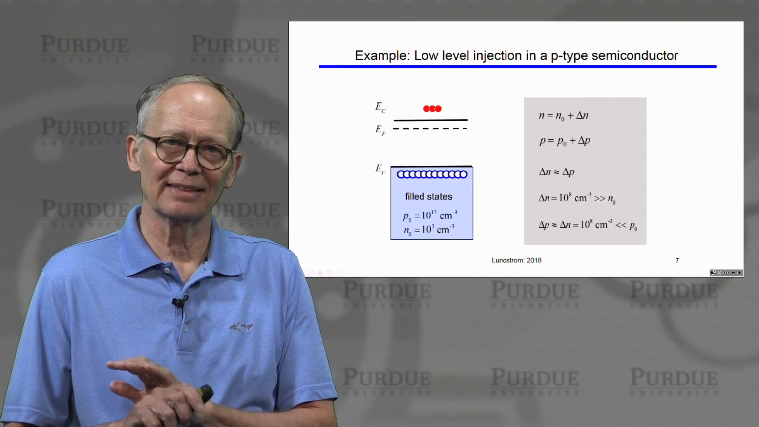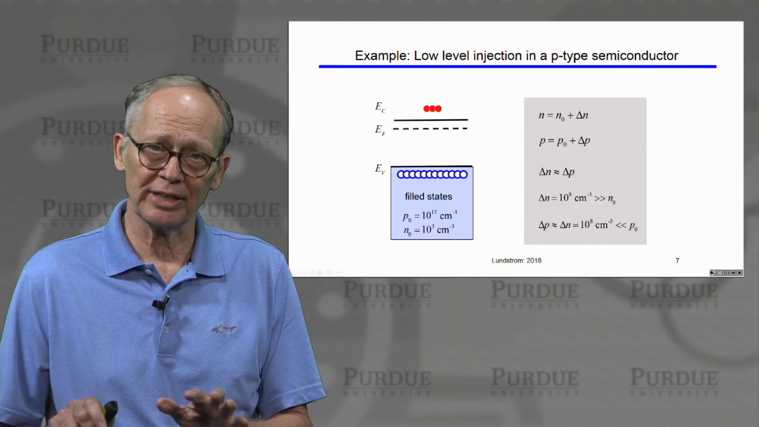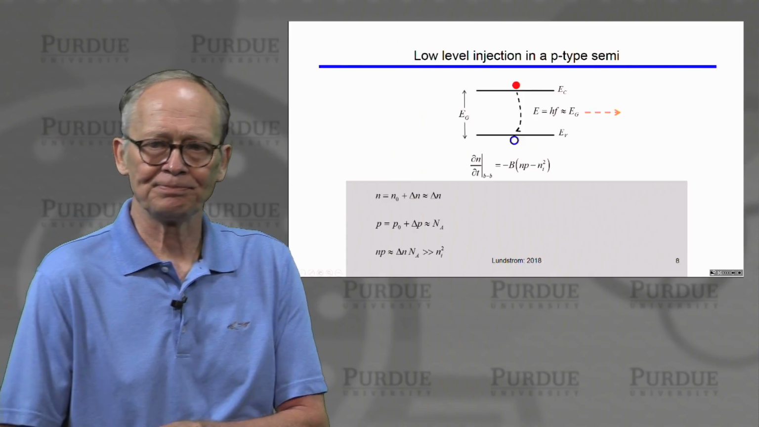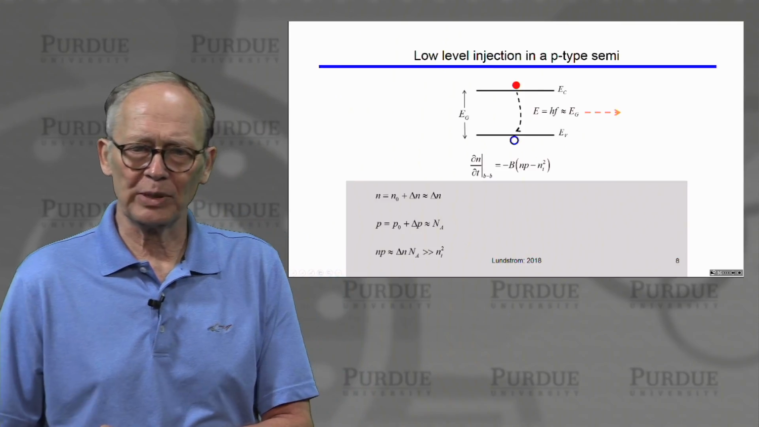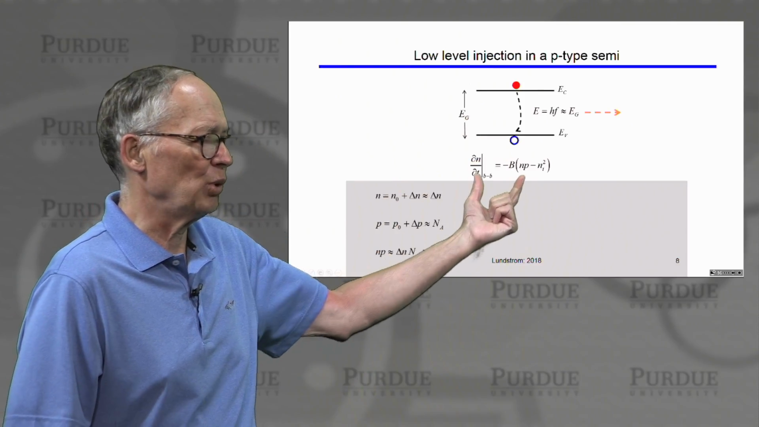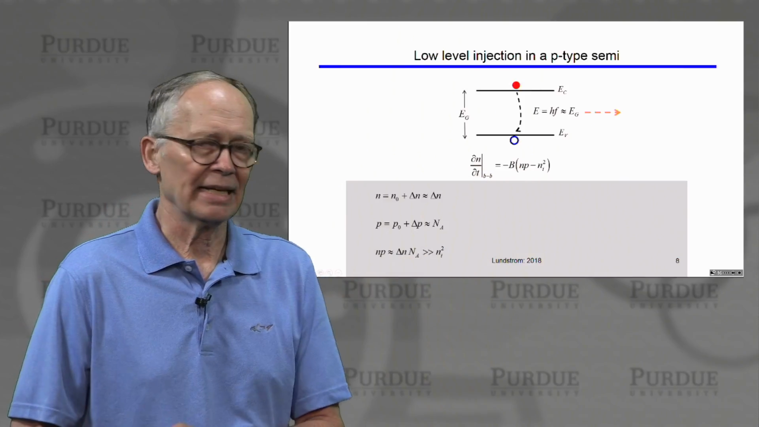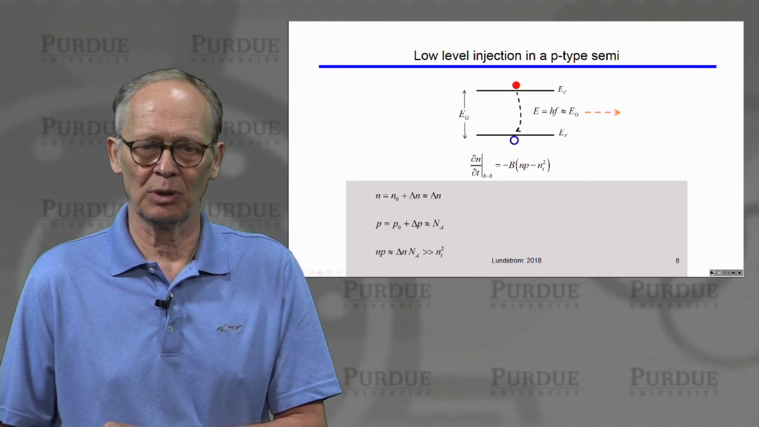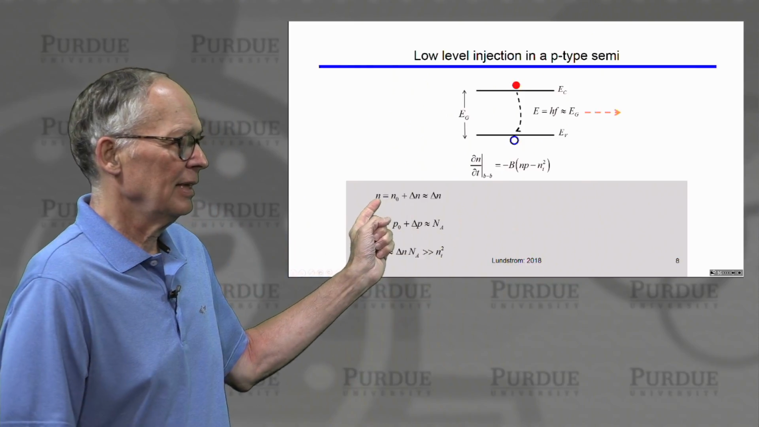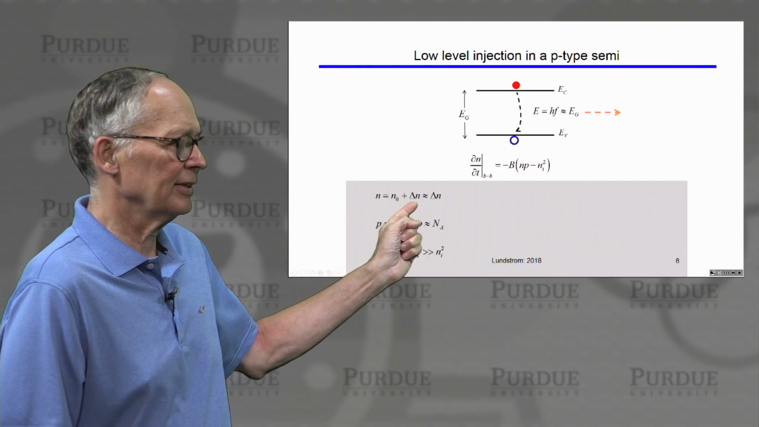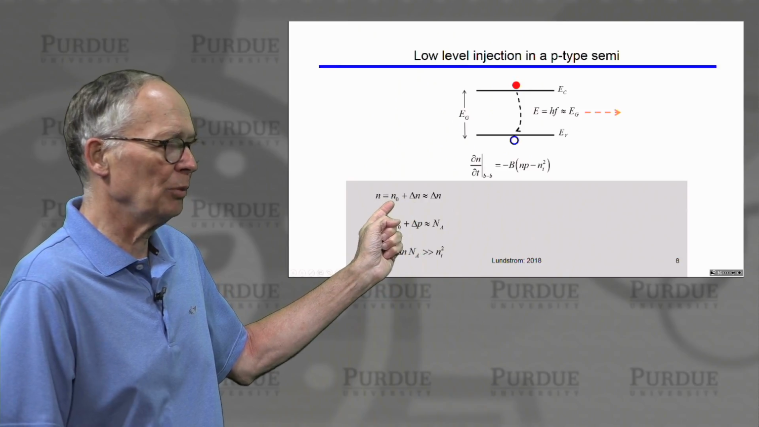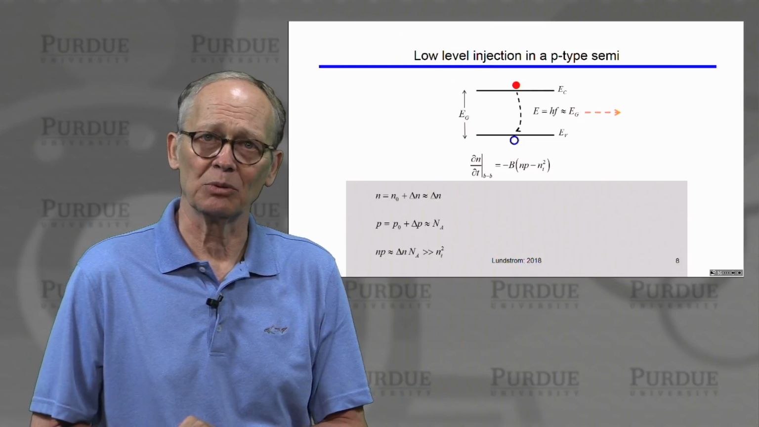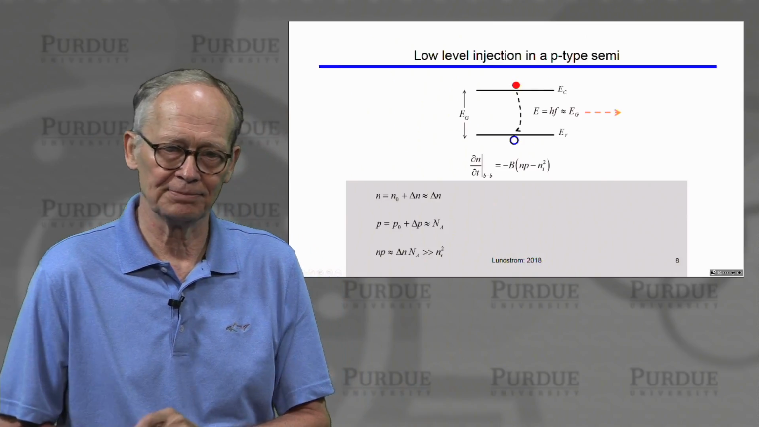Low-level injection has negligible influence on the majority carriers. It has a huge influence on the minority carriers. So if we take a look at band-to-band radiative recombination in low-level injection in a p-type semiconductor, we can see what would happen. If we've introduced the excess carriers, then the excess carriers overwhelm the carriers that were there in equilibrium, so the electron concentration is about equal to the excess carrier concentration.